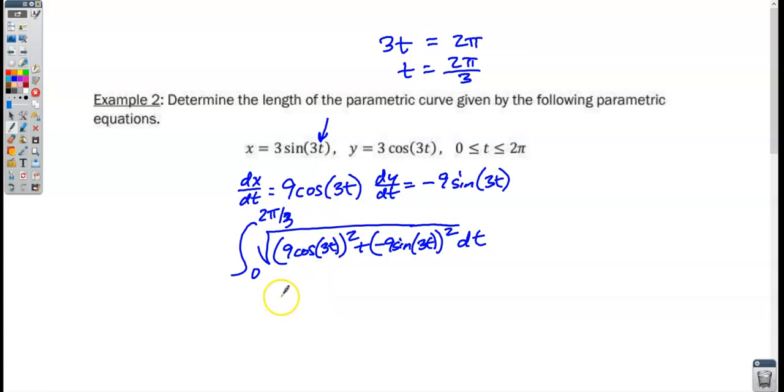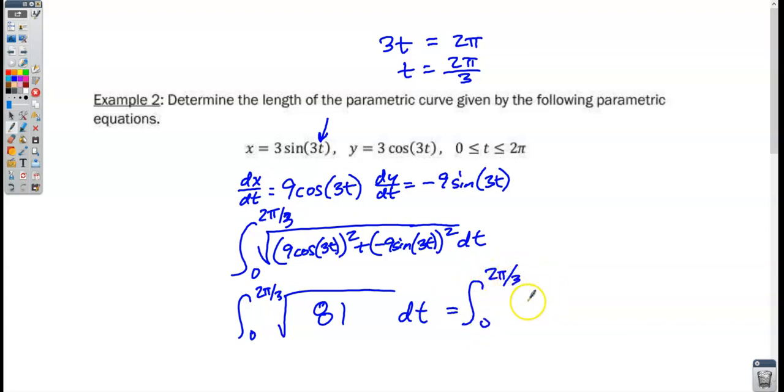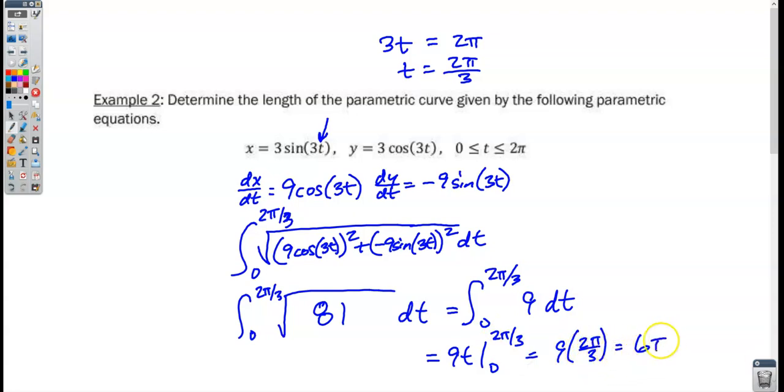And again, I can do this by hand. This becomes the integral from 0 to 2 pi over 3 of the square root of 81 cosine squared of 3t plus 81 sine squared of 3t. So that's just going to be the square root of 81 when we simplify it. And this becomes the integral from 0 to 2 pi over 3 of 9 dt. And therefore, this is going to be 9t evaluated from 0 to 2 pi over 3, which is equal to 9 times 2 pi over 3, or 6 pi.